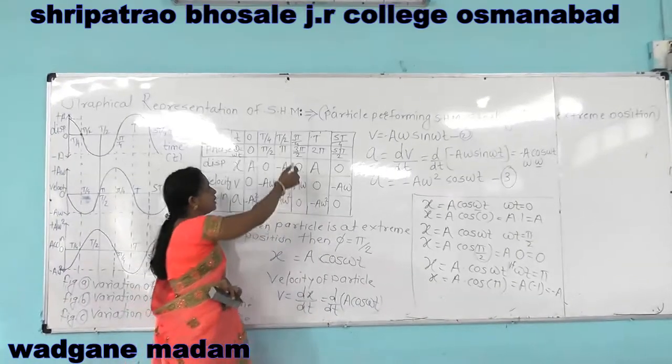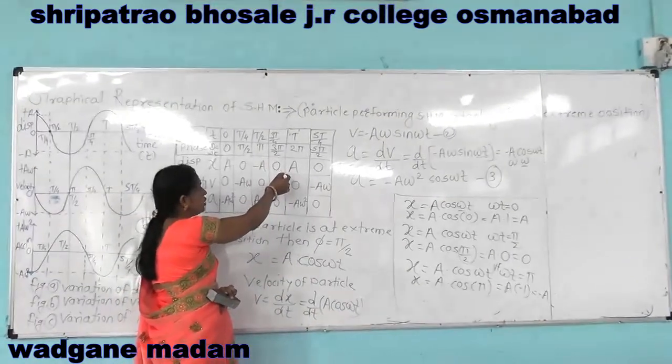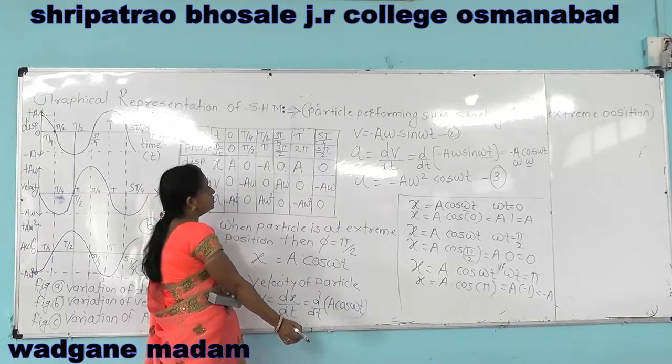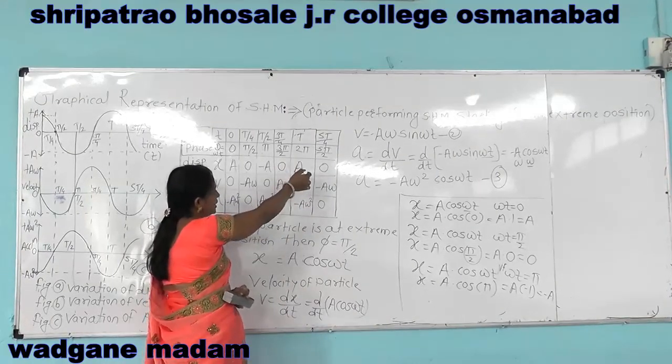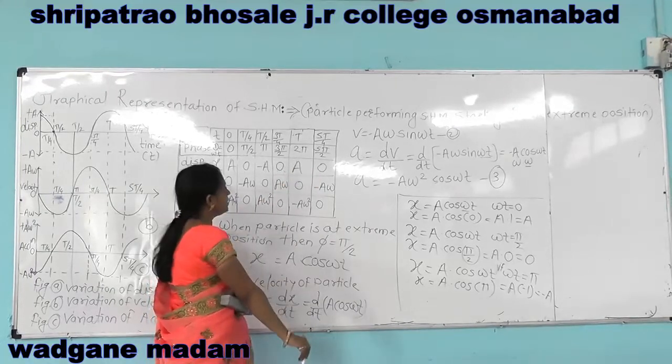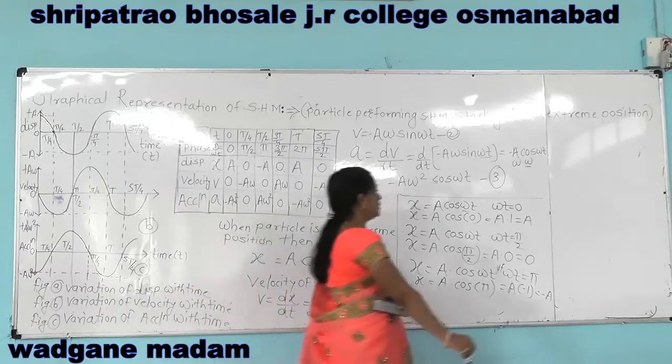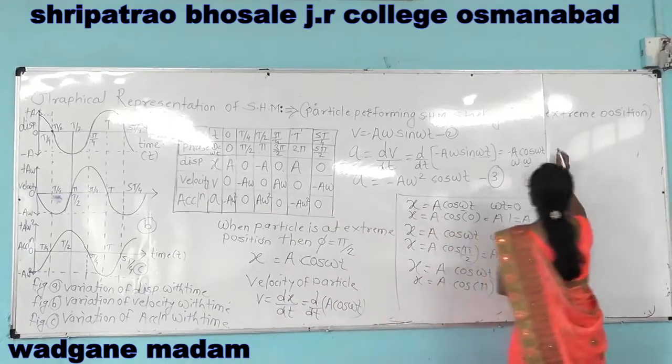At 3 pi by 2 it is again 0. Then at 2 pi, cos 2 pi is equal to 1, therefore a into 1 becomes a. Again at 5 pi by 2 it becomes 0.